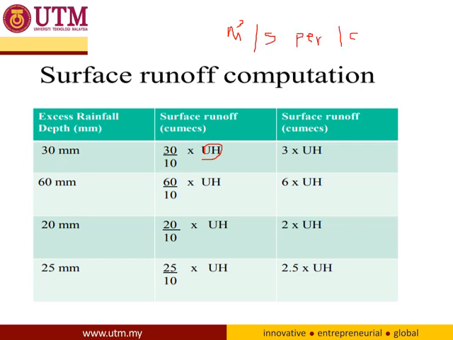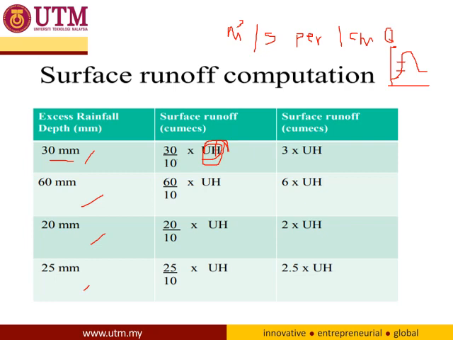Okay, so what you do, you have this excess rainfall that you get from the rainfall hydrograph. After that, you need to multiply this excess rainfall to the unit hydrograph ordinates. It means that you know that this is the unit hydrograph, right? So UH means this Q. You need to multiply by each of these Q.